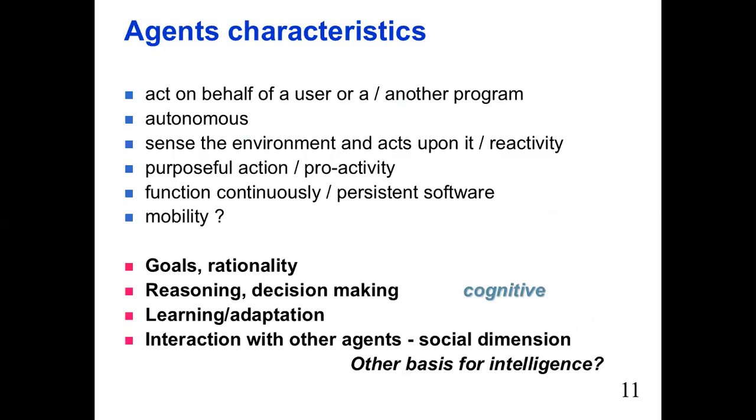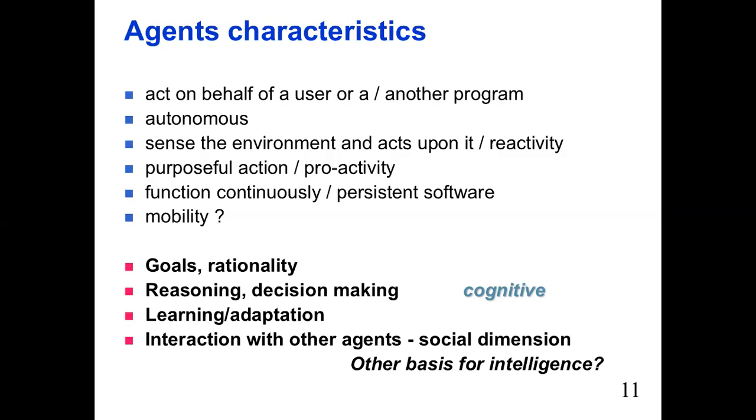Okay, so the agent characteristics: agents act on behalf of a user or another program. Also, the agent is autonomous, and as I told you, autonomous means the agent can make its own decisions. Then it senses the environment and acts upon it, meaning reactivity: it can sense what is happening around it, and if any change or action is needed, it reacts. Then purposeful action means that the agents have a purpose. Let's say the purpose is to find the cheapest stock, so you will try to find the cheapest stock one by one. It means they have objectives or goals. The agents have their own goals.